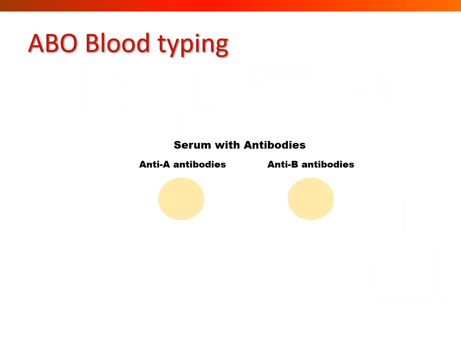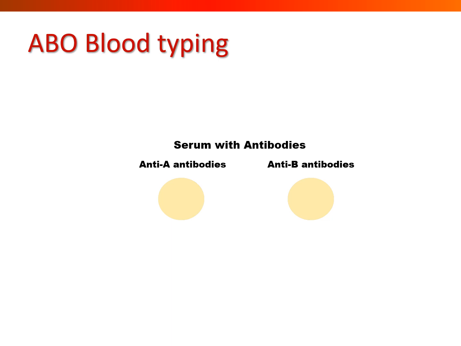So now that we have an understanding of the reaction, basically we're looking at the donor's red blood cells interacting with the antibodies in the recipient's blood. That's really what we're concerned with. We now have to ask ourselves, how do we do blood typing?